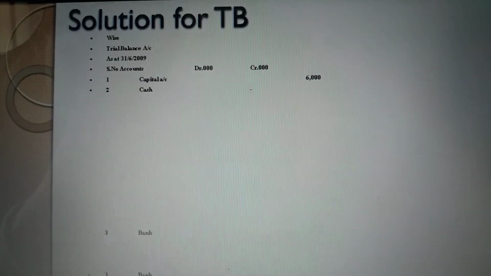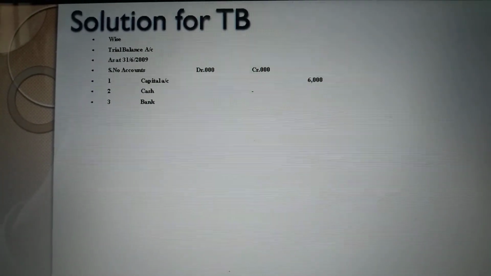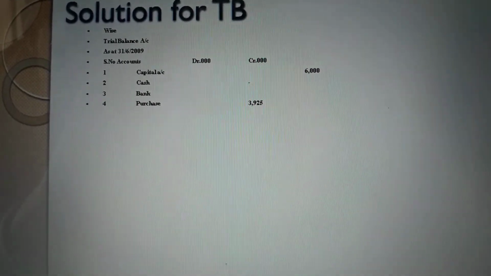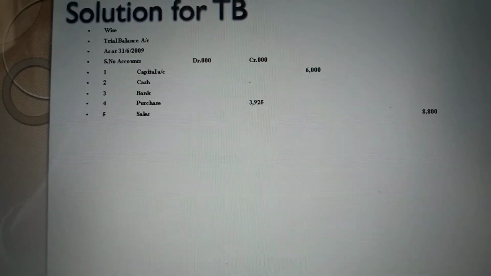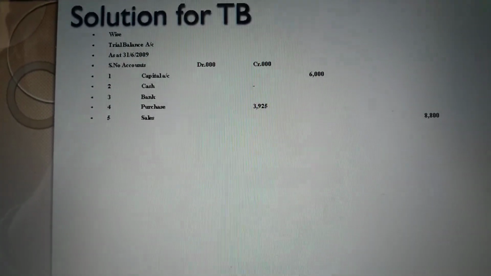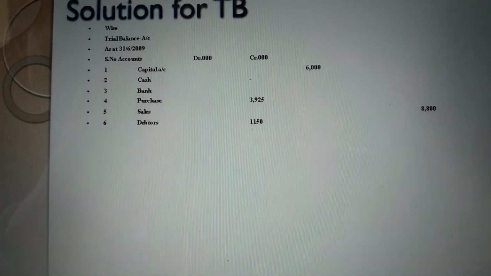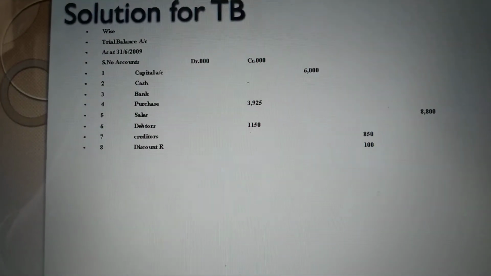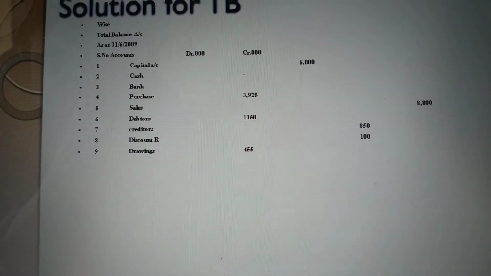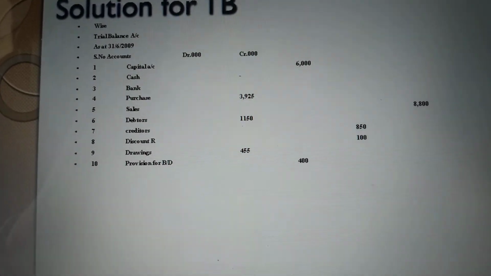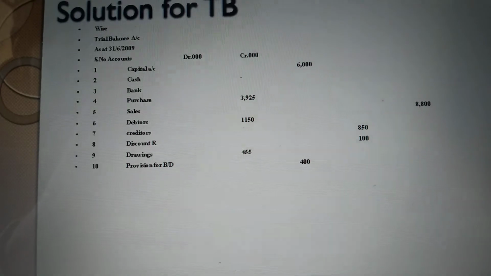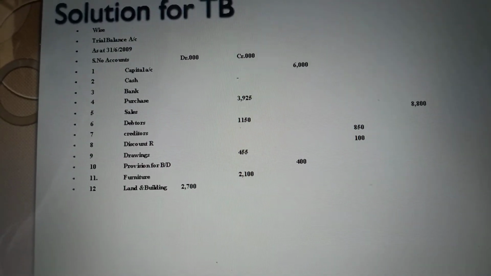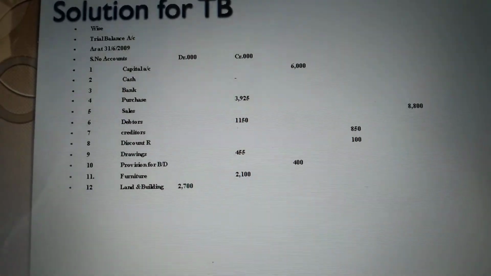which has no amount. Bank account, we debit. Purchase account, we debit. Sales account, we credit. Debtors account, we debit. Creditors account, we credit. Discount account, we credit. Drawings, we debit. Provision for bad debts, we credit. Furniture, we debit, it's an asset. Land and building, we debit, it's an asset.